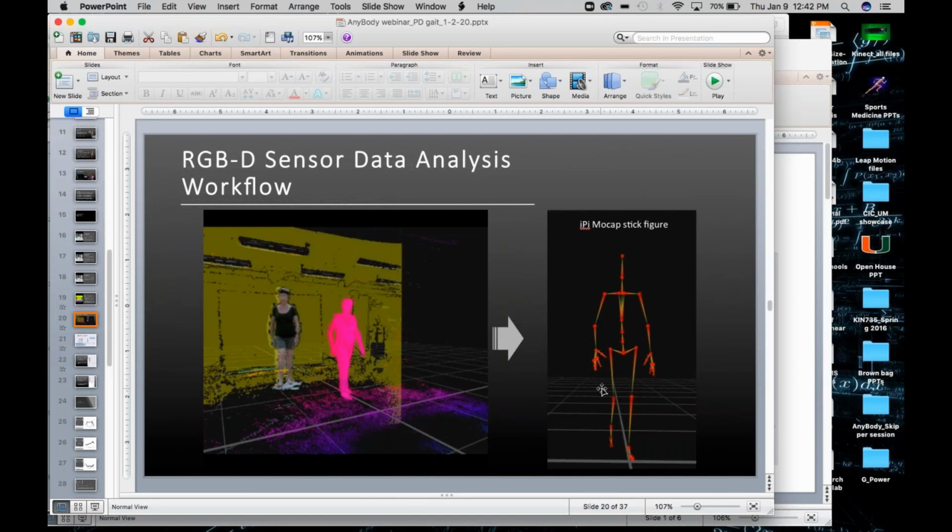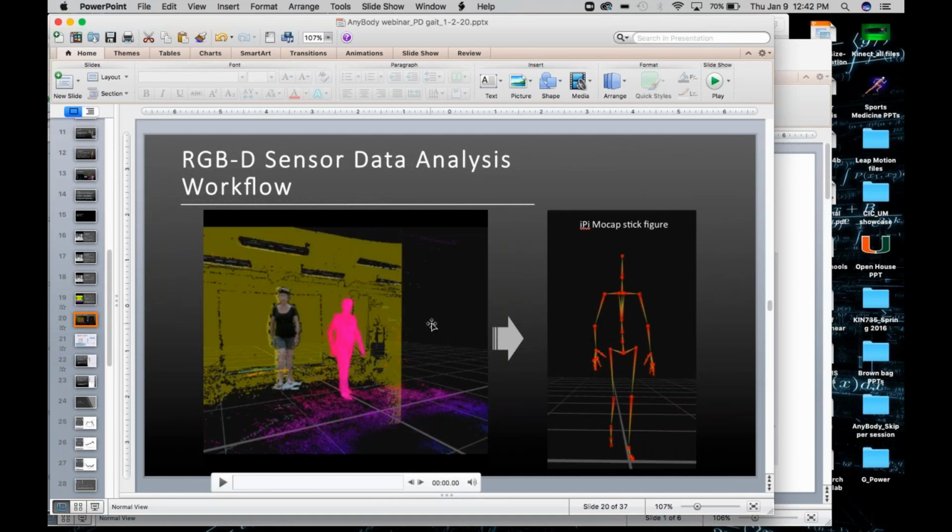For us to do that, we use software called IPiSoft, and that's why you see IPiSoft. This is basically the post-processing software used to generate the same stick figure that you can get with the SDK, but in a format that the AnyBody model can recognize. Then we use some MATLAB macros to put those inputs into AnyBody to drive the AnyBody model.